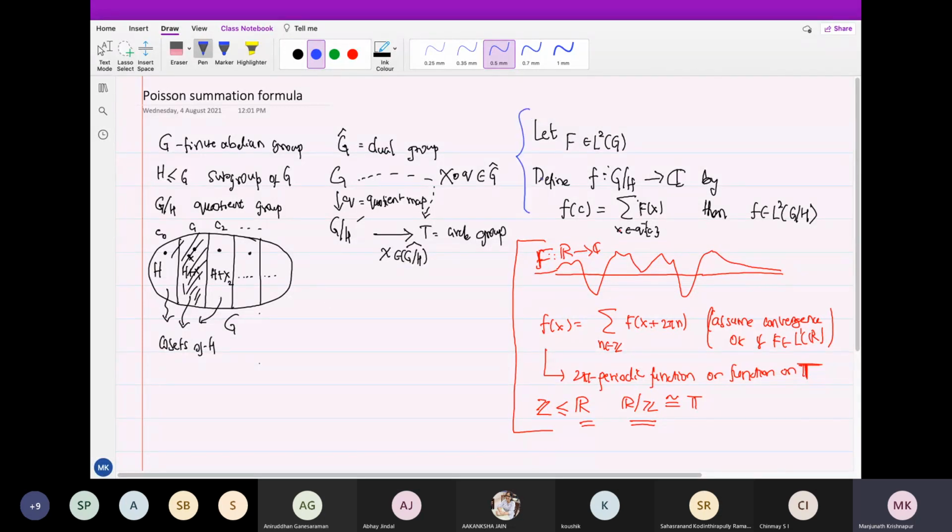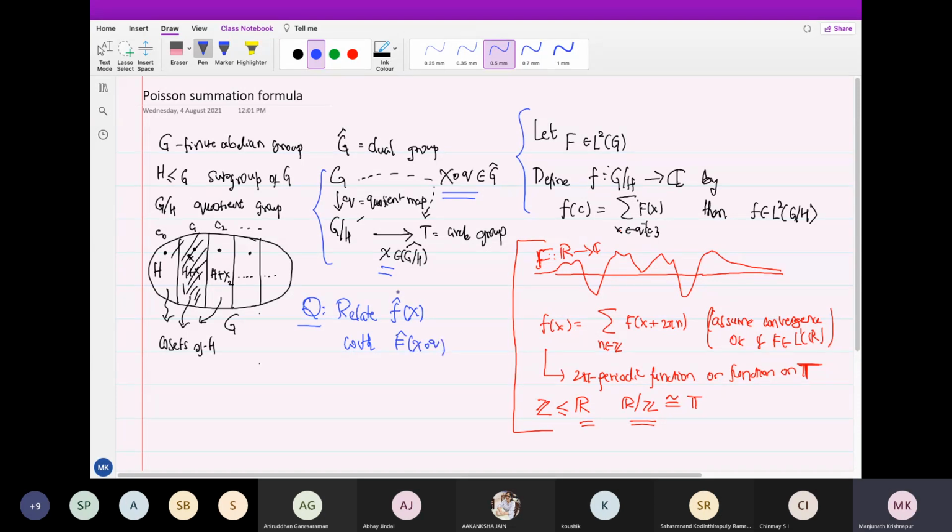On the one hand, a function on L2 of G from which we have built a small f, which is on L2 of G mod H. On the other hand, here we have a character on G mod H, from which we have built a character on G. So the question that I want to ask is, relate f hat of chi with capital F hat of chi compose Q.